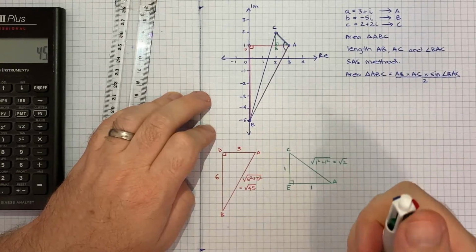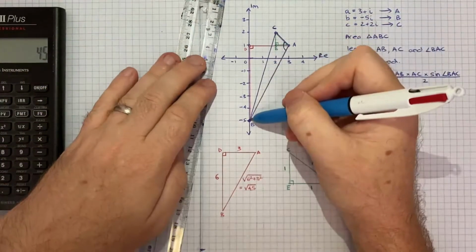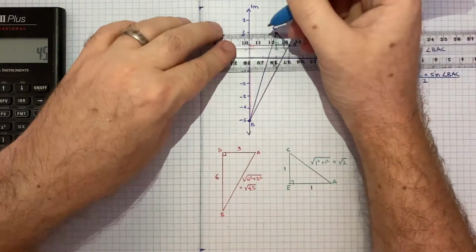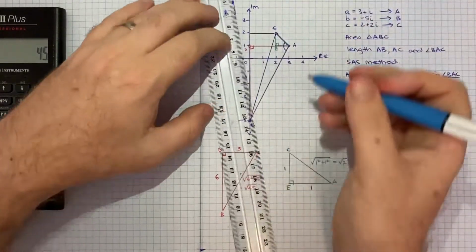And now the last triangle I think we can use, and this will help us with CB, is this triangle here.